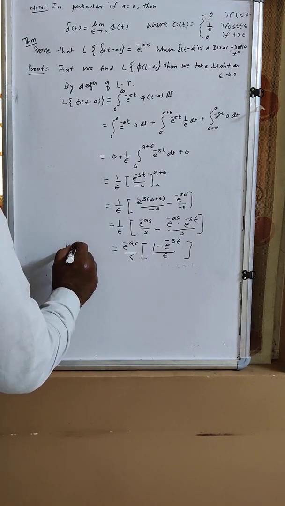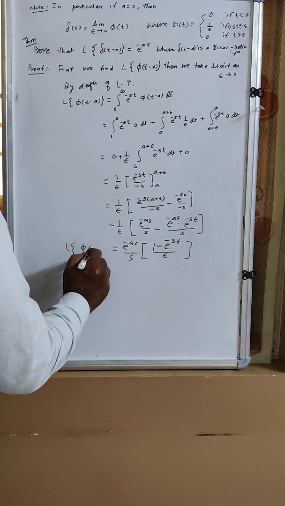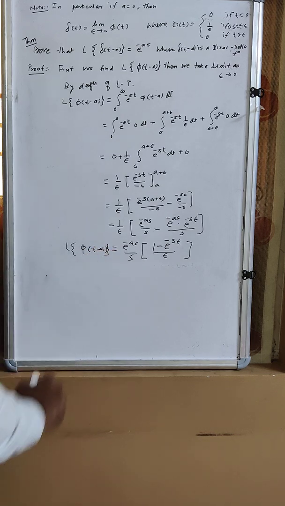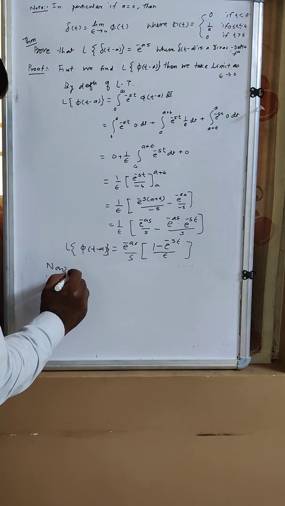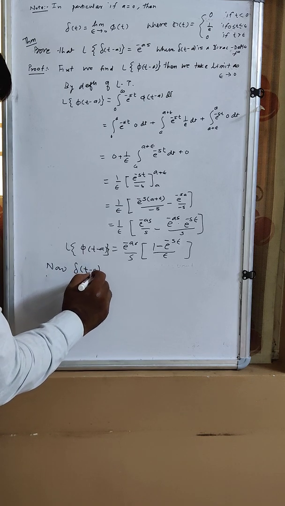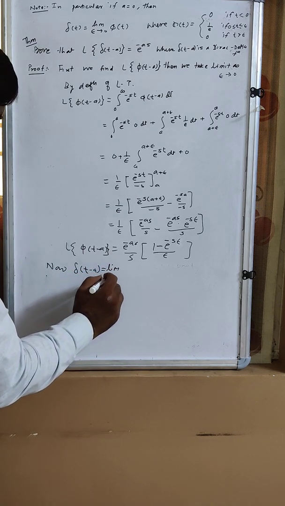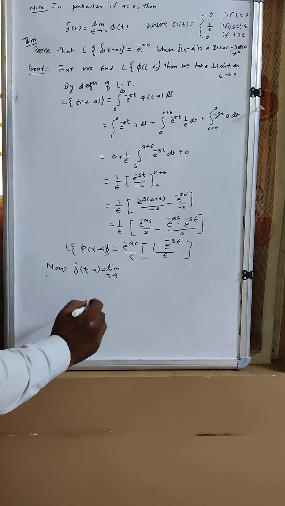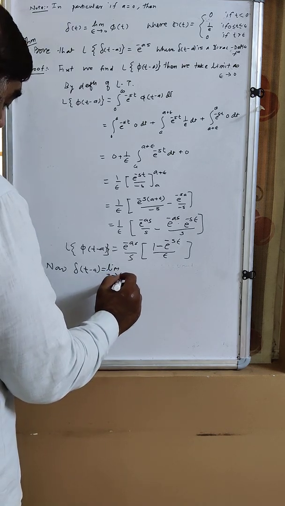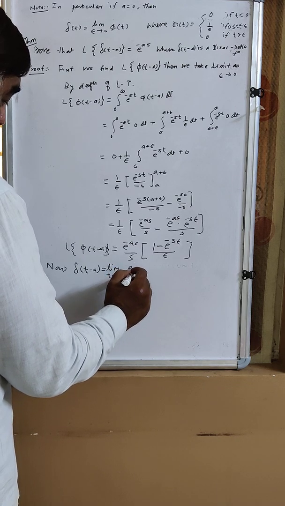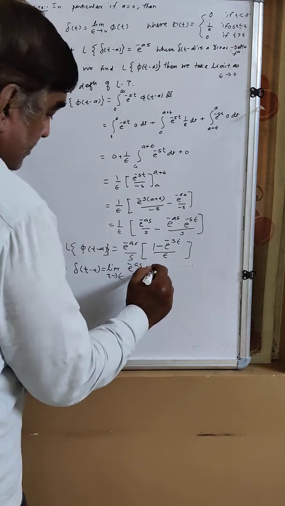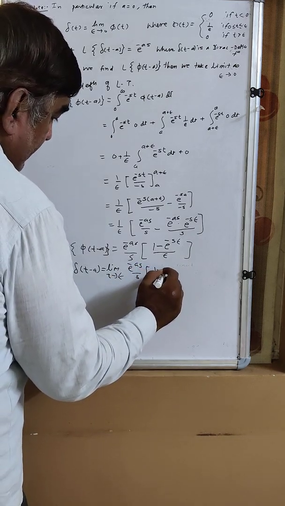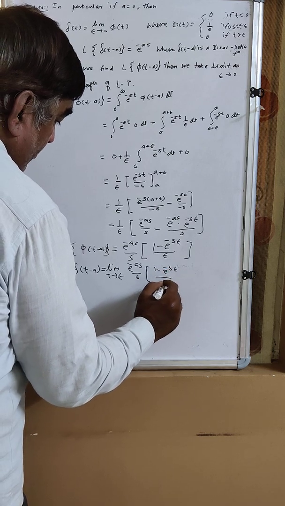It is Laplace of phi of t minus a. Now to find the Dirac delta function: delta of t minus a is equal to the limit as epsilon tends to 0 of e raised to minus as upon s, times 1 minus e raised to minus s epsilon upon epsilon.